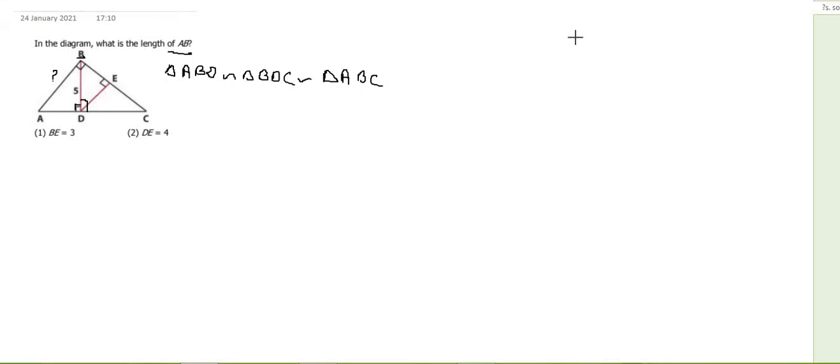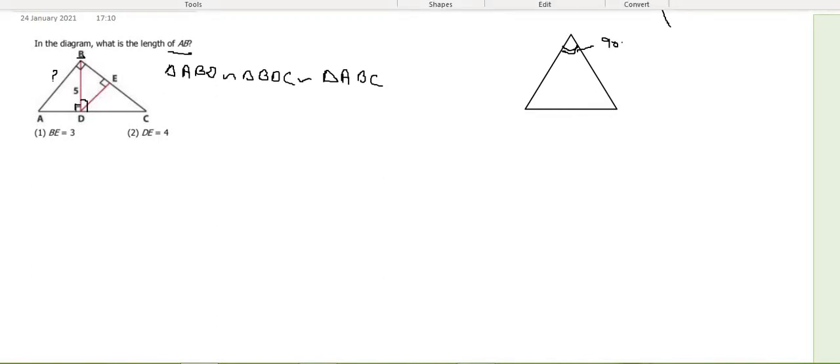So let's say you have a triangle here, and this is right angled at this vertex. So this is 90 degrees. Now let me drop a perpendicular from that vertex on the hypotenuse. Okay, so if I drop a perpendicular here, this is a 90 degree angle. Now if you look at this triangle, let me call it ABC.